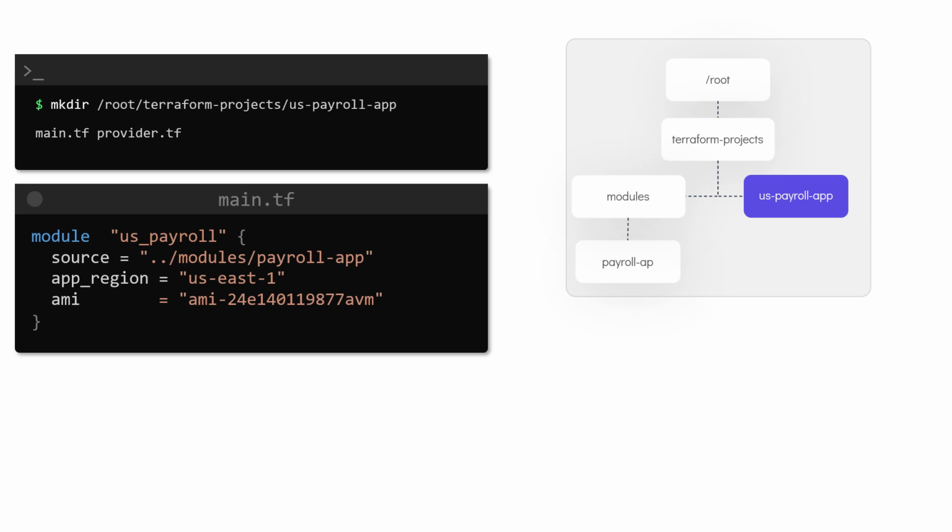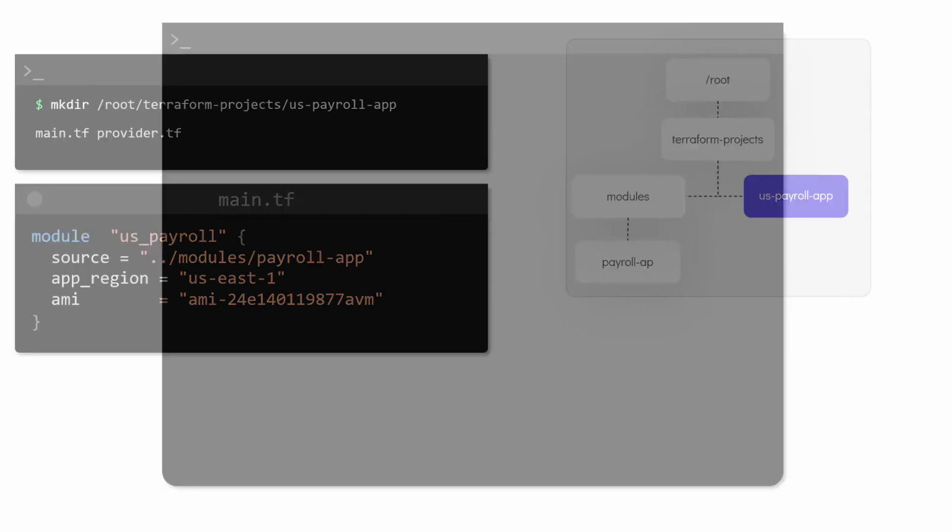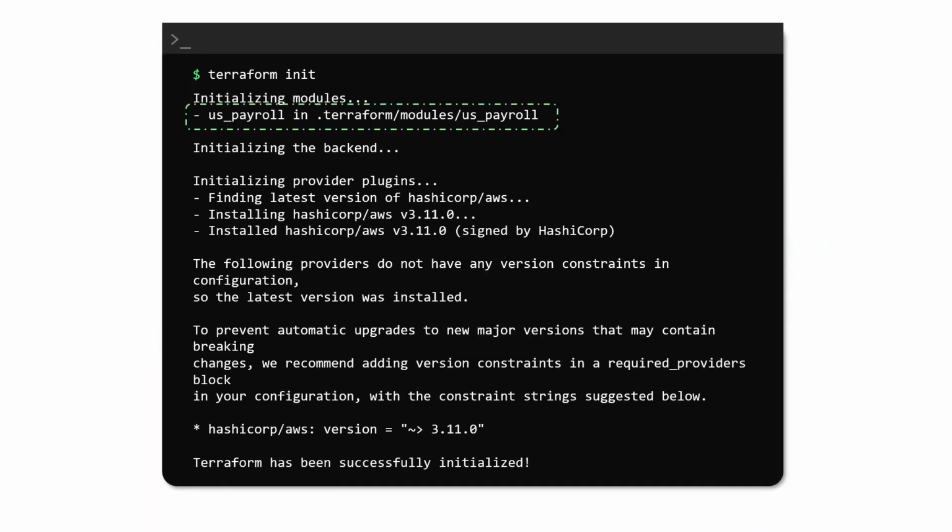With just this module block, our configuration file is now complete and ready to be applied. If we run terraform init now, we'll see that Terraform downloads the module from source along with the AWS plugin which is used by that module.